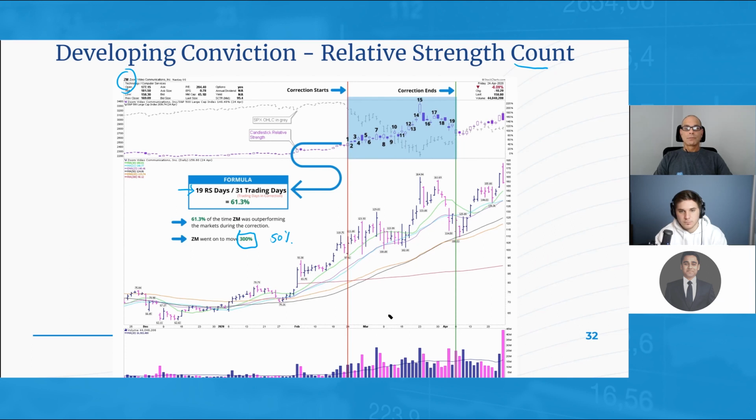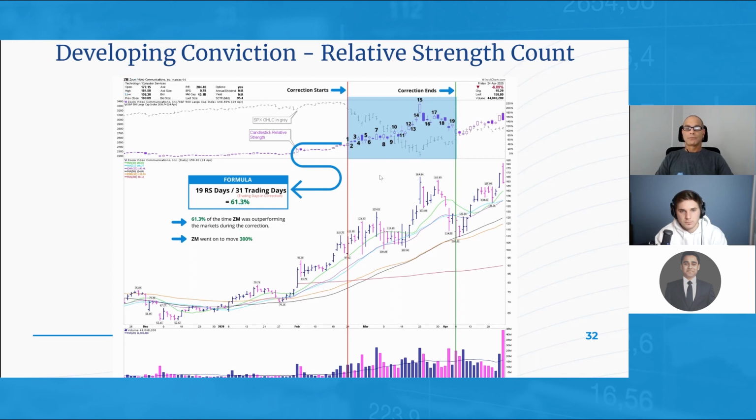And that's a positive sign. Again, that's how you develop conviction in a name. So as you track it while the market is in a correction, given the fact that 61% of the time it was outperforming, and then we start a new uptrend, ZM is off to the races. So it's important to keep track of such names, and this adds to your conviction once again, given the fact that there was some sort of clear accumulation in this, given the fact that it was bucking the trend for 19 out of 31 days.